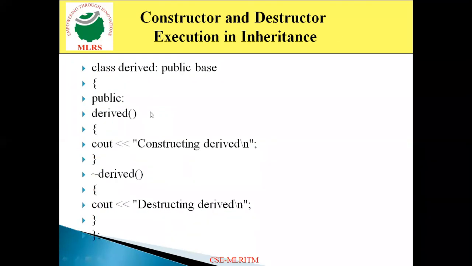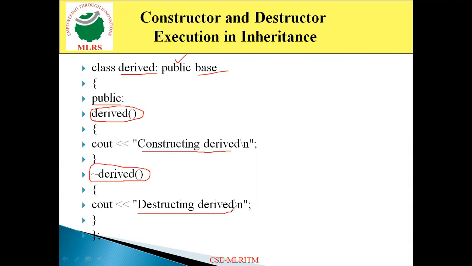Then come to the next one, that is the derived class. Now I am deriving the class derived from the class base in public mode. In the public section, again I am defining the constructor derived, which is meant to display the statement constructing derived on the output screen. Then again I am defining the destructor, which is meant to display destructing derived on the output screen. Then close the class. Both the base class and derived class are complete.